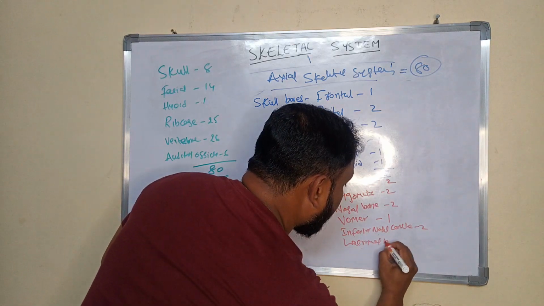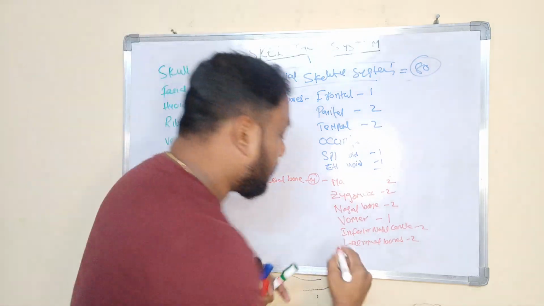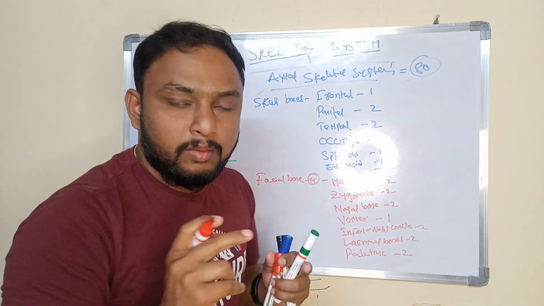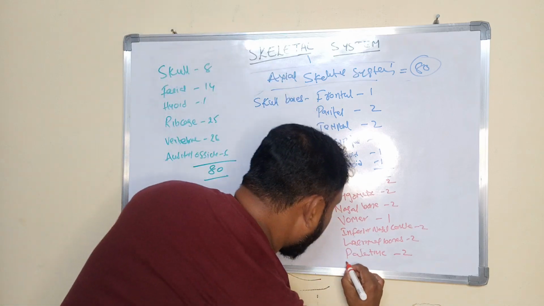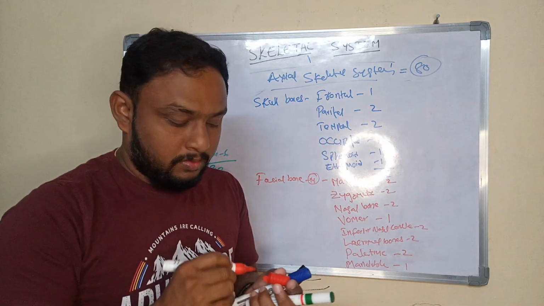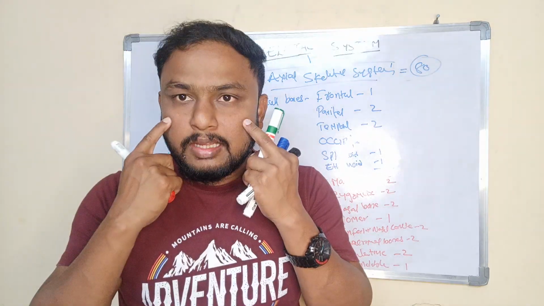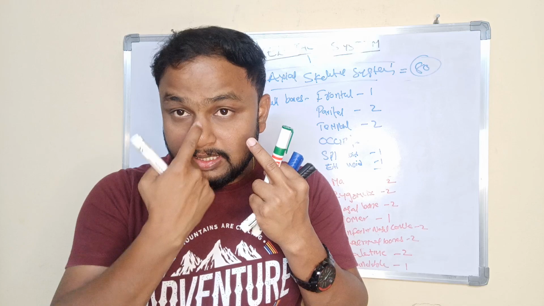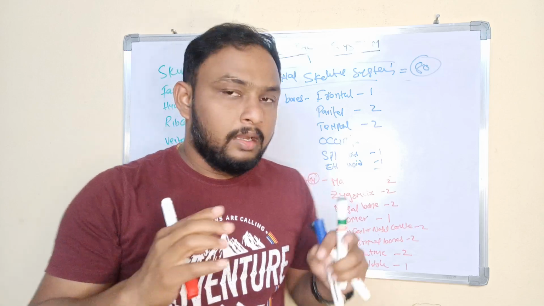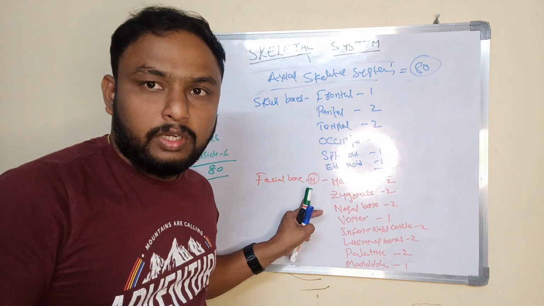Lacrimal bones, 2. Next, inside the mouth there are palatine bones, two palatine bones. Next, the mandible, the only movable bone in the skull, 1 mandible. So: two maxillary, one mandible, two zygomatic, two nasal bones, the vomer, inferior nasal concha, lacrimal bones and palatine bones. These are the 14 facial bones.